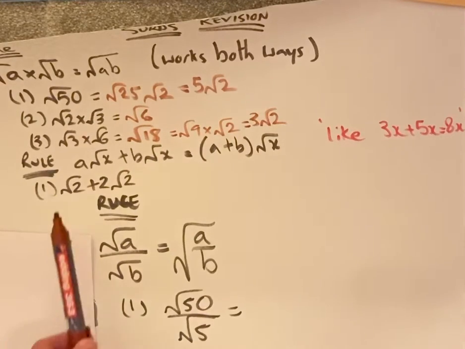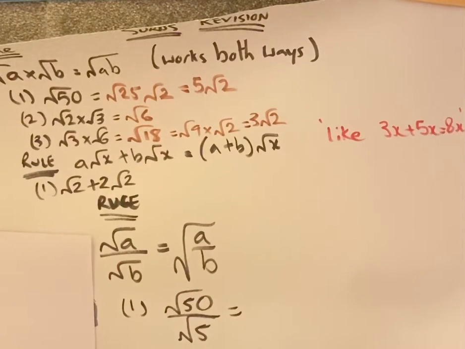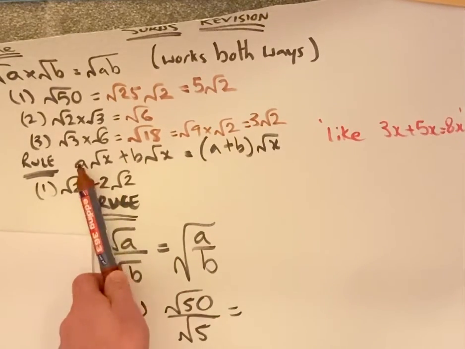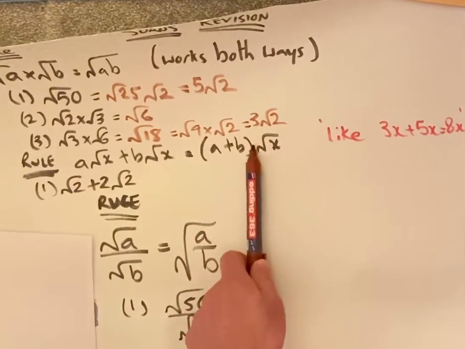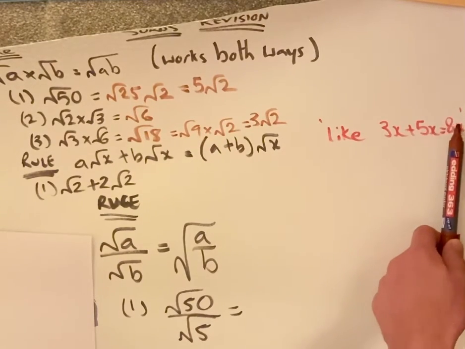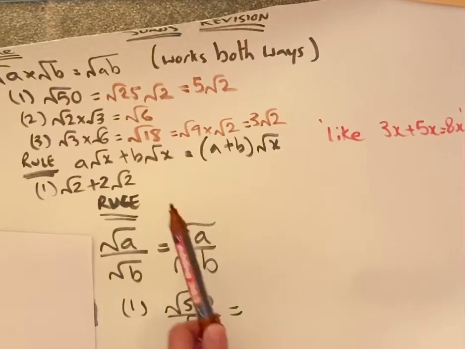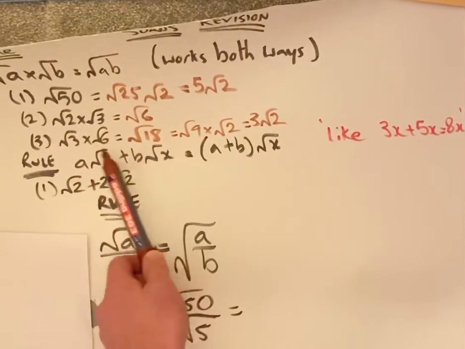The next rule we're going to look at is how we add 2 surds together. Now this rule looks a lot more complicated than it actually is. a root x plus b root x is a plus b lots of root x. And the way in which I want you to think about this is think about an algebraic expression like 3x add 5x is 8 lots of x. If you've got a multiple of a root, you can just add the 2 multiples together.